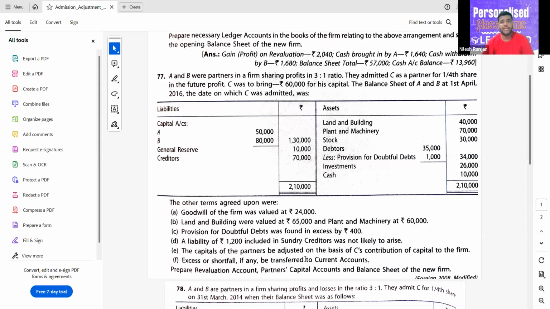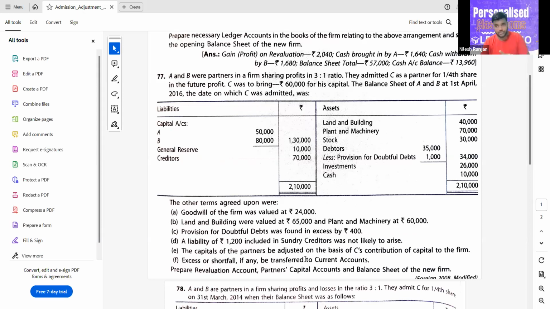So the balance sheet of A and B at 1st April 2016, the date on which C was admitted, was given this. So there is some information about these things. The other terms agreed upon were: goodwill of the firm was valued at 24,000. Land and building were valued at 65,000 and plant and machinery at 60,000. Provision for doubtful debts was found in excess by 400. A liability of 1,200 included in sundry creditors was not likely to arise.